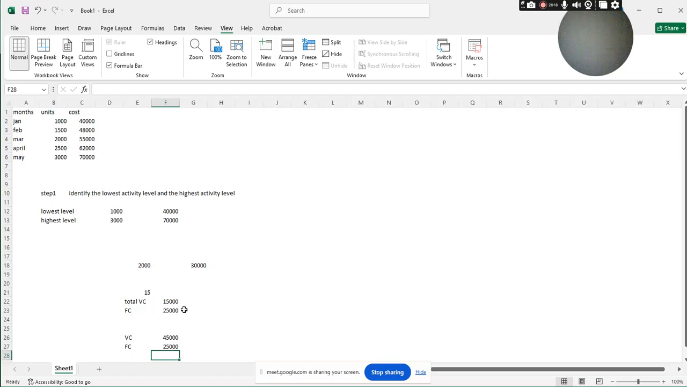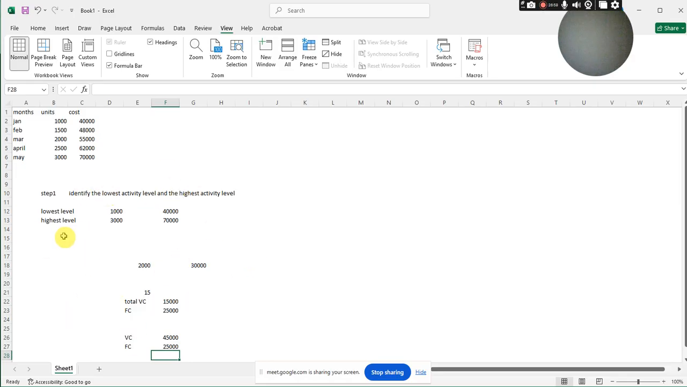If you calculate and get another figure apart from 25,000, it means you are not correct, because fixed cost does not change at this level. Maybe when we go further, we will see incremental fixed cost, but not at this level. Fixed cost at this level is always fixed, right? Yes, sir. So that's what we said.